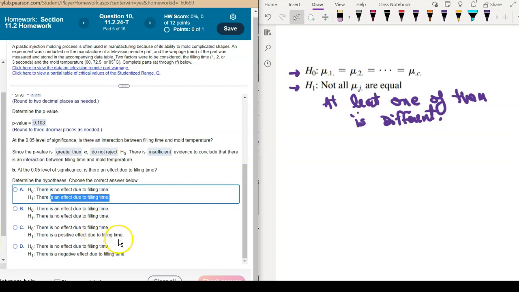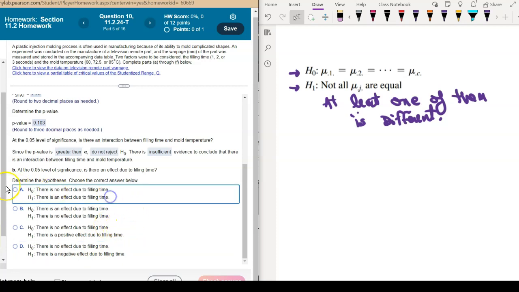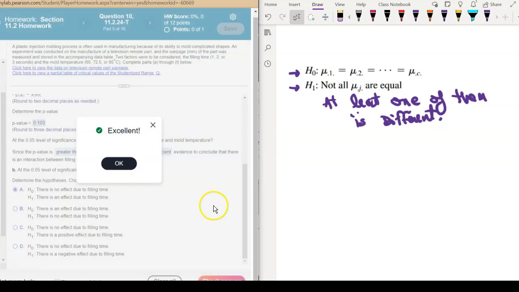If I look at the other one, here they are saying positive effect and negative effect. We don't really study this. We don't study whether the effect is positive or negative in two-way ANOVA, right? So just there is an effect or there is no effect. That's always the statement you are looking for. Therefore, the correct answer will be A. All right, we can check it.